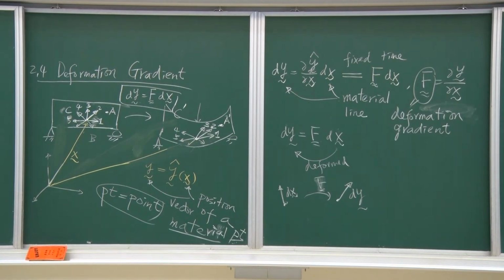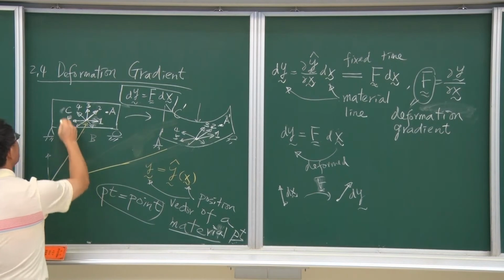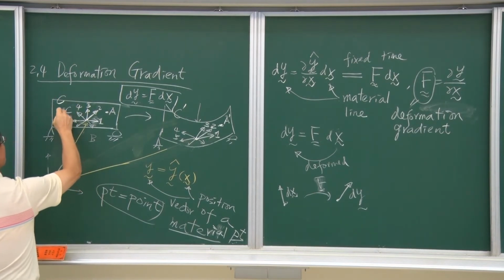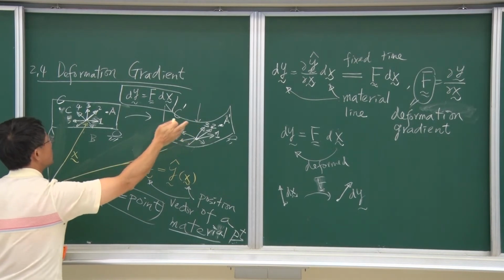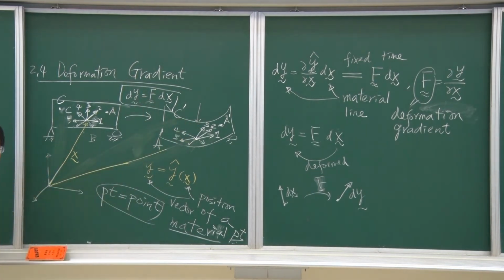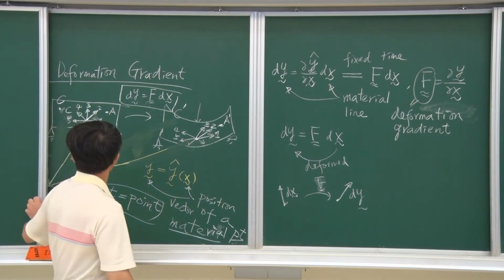dy equal to F times dx. And also, this relation will hold at every point. Point C, we have the similar thing. Point A, we have a similar thing, all by this relation. So, of course, this relation is very important.